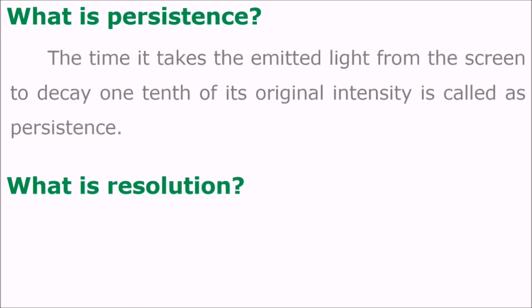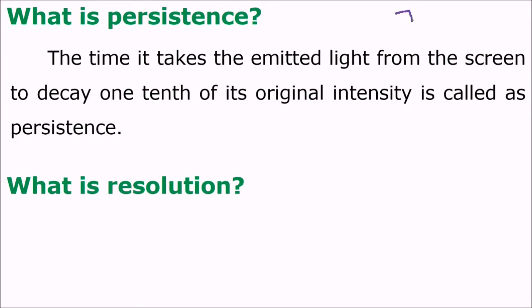What is persistence? The time it takes for the emitted light from the screen to decay to 1/10 of its original intensity is called the persistence. Means if this is your display, this is your beam. Now the beam hits, and the emitted light from the screen decays to 1/10 of its original intensity. If it is I, then what time does it take to become 1/10 of I? This is the persistence.